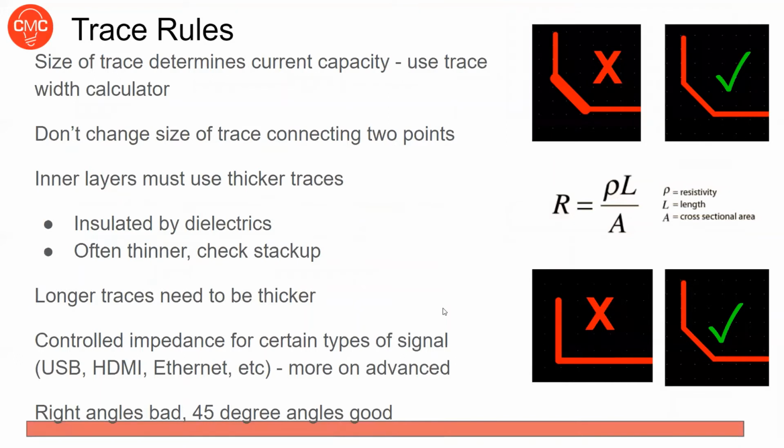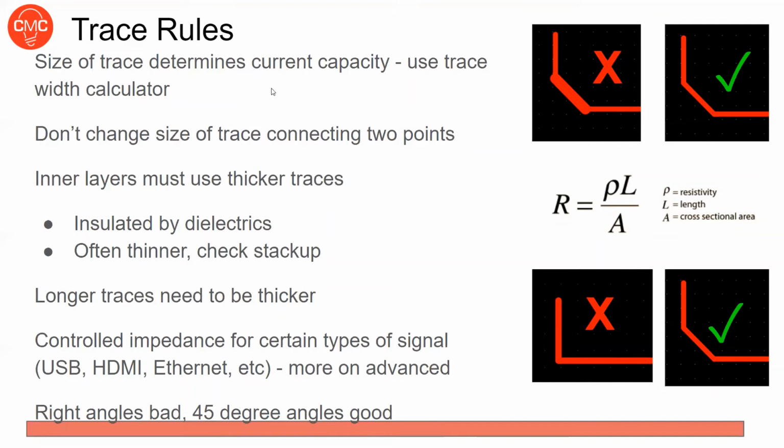Trace rules. You may be wondering, if you can have traces of different thickness, how do I decide what thickness it should be? If you have really high power things, you can use something called a trace width calculator. You just search for trace width calculator PCB, and it'll tell you how much current is going through this, what the thickness of your layer is, that kind of thing. Basically, it's calculating the resistance of your trace and determining how much resistance you can have so as not to burn too much power, heat up the board too much, and possibly burn out your traces.